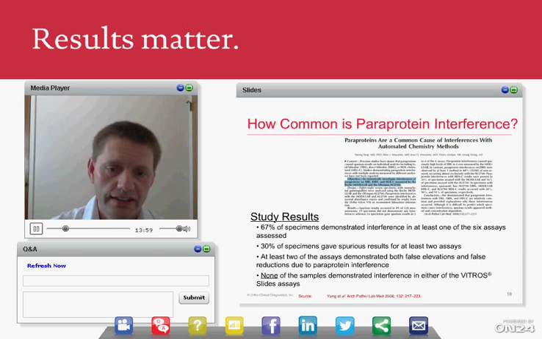So in terms of the prevalence of interference in these paraprotein-containing samples, actually the majority, 2/3, demonstrated interference with at least one of the 6 assays that was being assessed, and 30% of specimens gave spurious results in at least 2 of the assays. In the case of some of the assays, both false positive and false negative results were seen. As would be expected, none of the samples demonstrated interference in either of the VITROS slide assays that were tested.